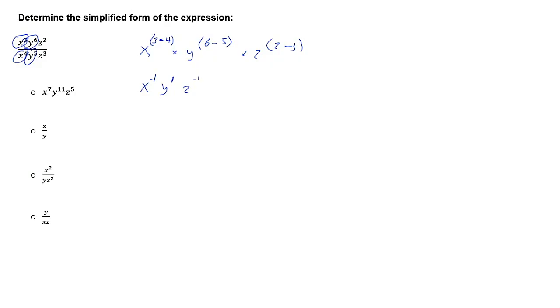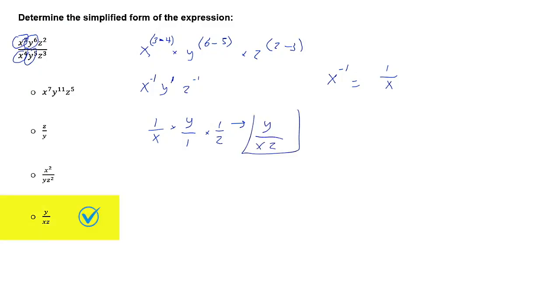As a reminder, x to the negative 1 is the same as 1 divided by x. So now we have 1 over x times y to the first power, which is y over 1, times z to the negative 1, which is 1 over z. If we multiply that across, we get 1 times y times 1 equals y, divided by x times 1 times z equals x times z. So that's our answer, y over x times z.